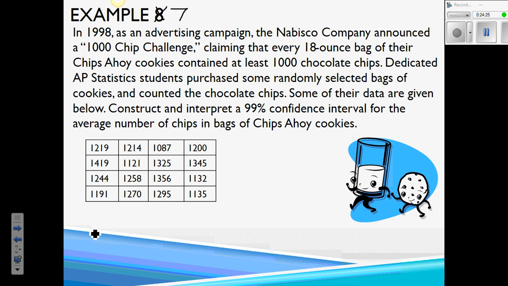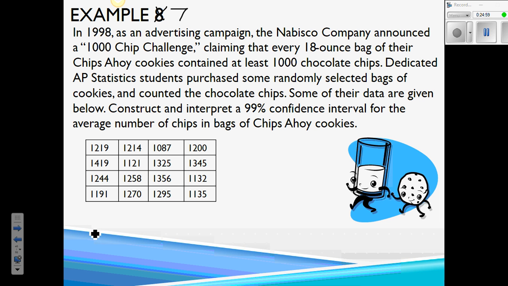In 1998, this is all before you were born, as an advertising campaign, the Nabisco Company announced their 1,000 chip challenge, claiming that every 18-ounce bag of their Chips Ahoy cookies contained at least 1,000 chocolate chips. Dedicated AP statistics students back in the day purchased some randomly selected bags of cookies and counted the chocolate chips that were in the bag. Some of their data are given below. Construct and interpret a 99% confidence interval for the average number of chips in the bags of the Chips Ahoy cookies.